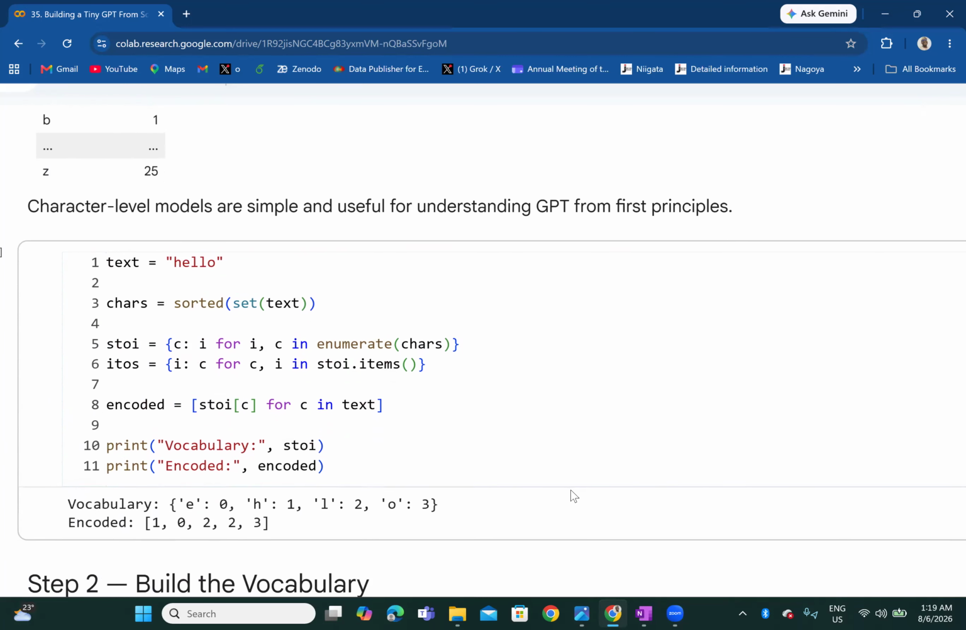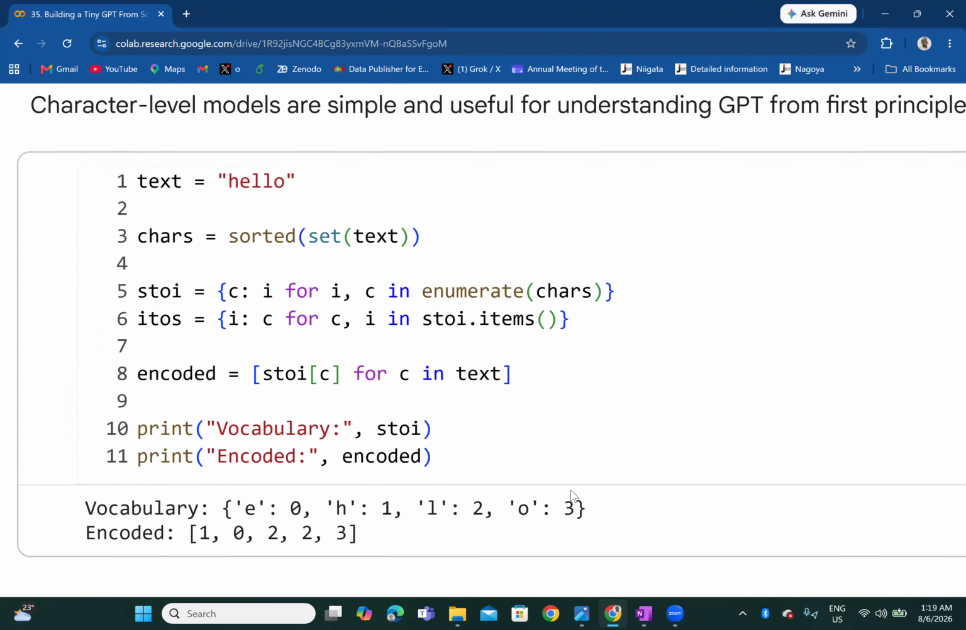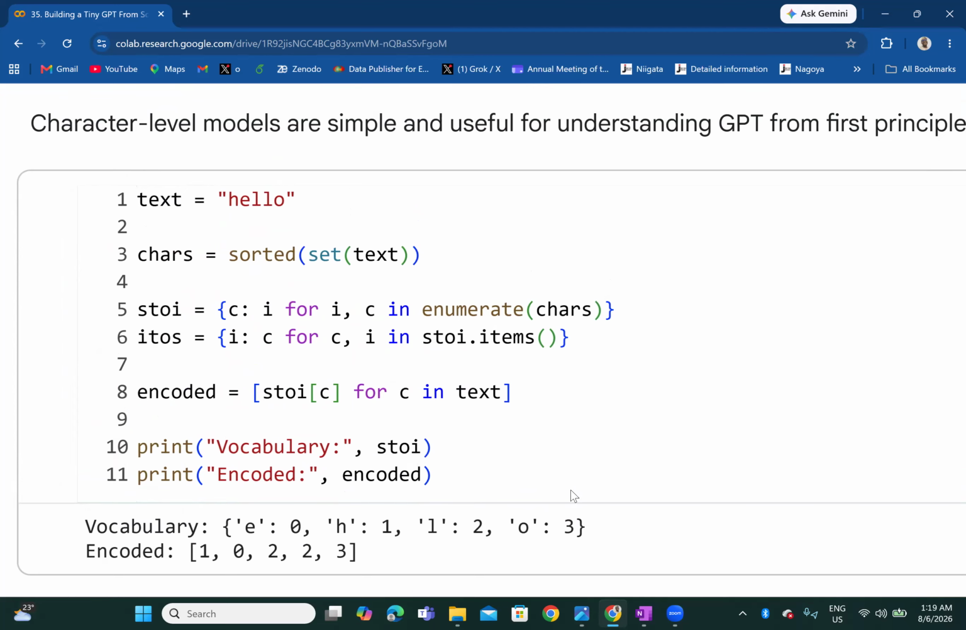Imagine you have the text "hello," and then the characters are sorted. So you set the text like that. Then you have stoi: for i, c in enumerate(chars), and itos: i for c, i in stoi.items(). That way you break down the words. Then it's encoded: stoi[c] for c in text. So if you print the vocabulary stoi and print encoded, you have this.